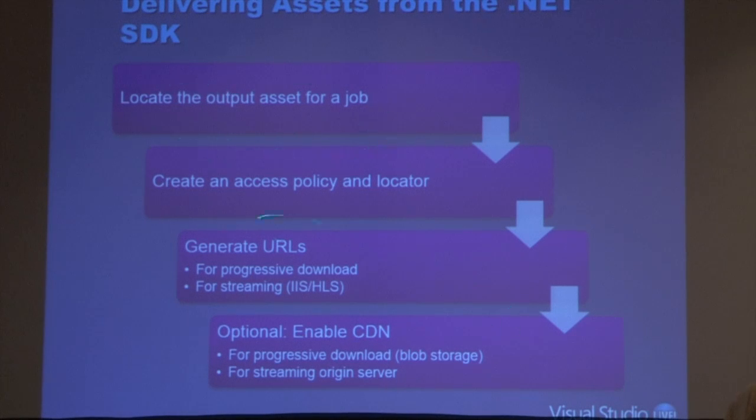And then finally, the job has an output asset, which is what you can publish. And so again, you have to create an access policy and locator, and then you can generate URLs for the smooth streaming content you have just created.